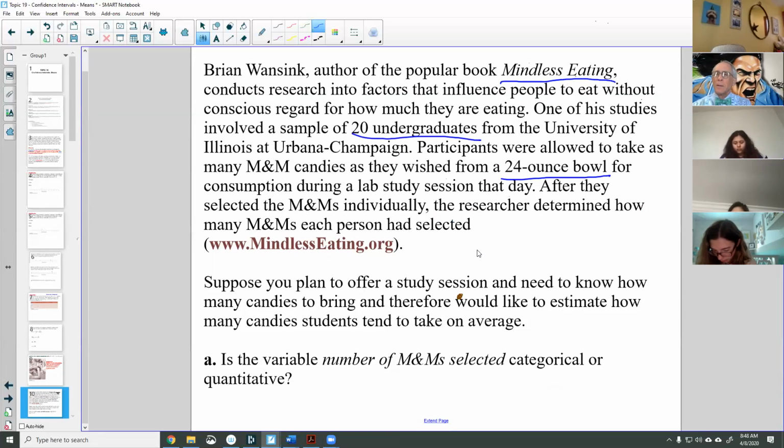Personally, I just buy many more than I think they'll need, and that way I can give a bunch of them away and I can eat a bunch myself. But that's maybe not so scientific.